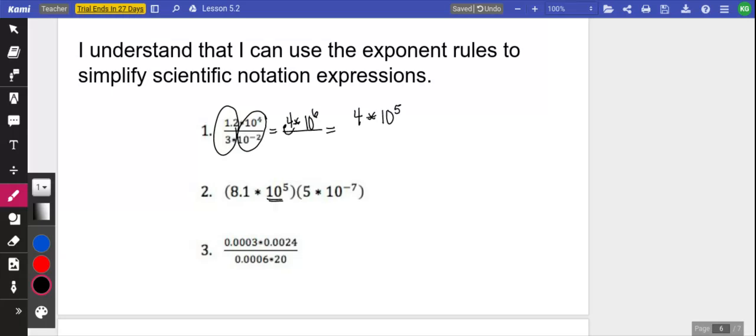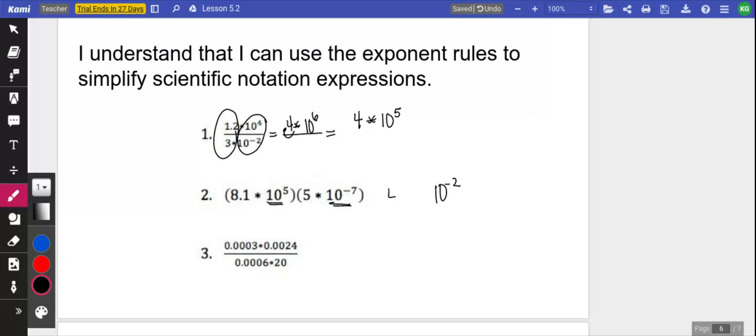On the second one, when they're in order like this, we're going to add them. So it's going to become 10 to the negative 2. 8.1 times 5 is 40.5. And again, that is not a number between 1 and 10, so I need to change it to 4.05. And since I took away one of the decimals, it's going to become to the negative first power.